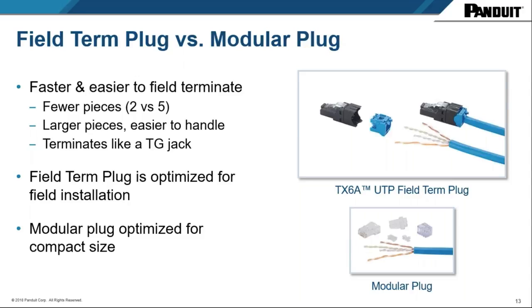The way that shows up, as you can see in the comparison pictures, is far fewer pieces with the field term plug, only two, and more obviously polarized and indexed, versus the multi-part construction that you have with a modular plug. In this case, it can have as many as 5 components that are much smaller, and there's a lot more intricate wire dressing required to terminate like that.